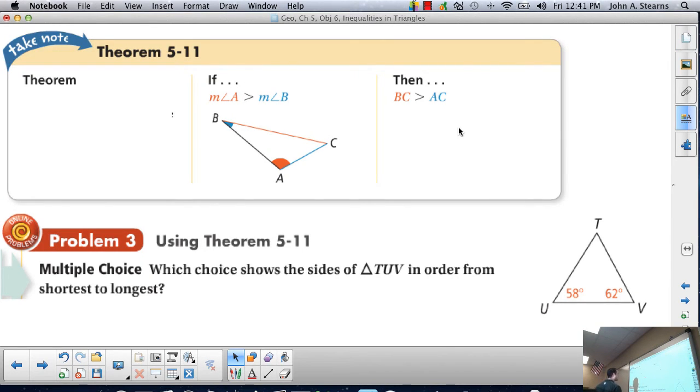Okay, Theorem 5-11 says essentially the same thing as Theorem 5-10, but in Theorem 5-10 we knew about the sides but didn't know about the angles. In Theorem 5-11 we know about the angles but don't necessarily know about the sides.